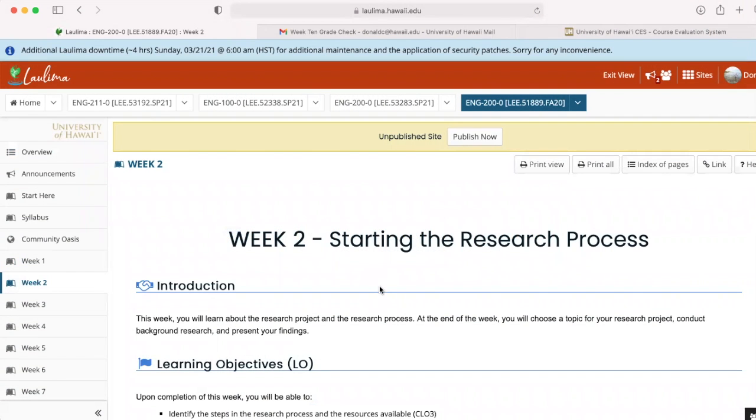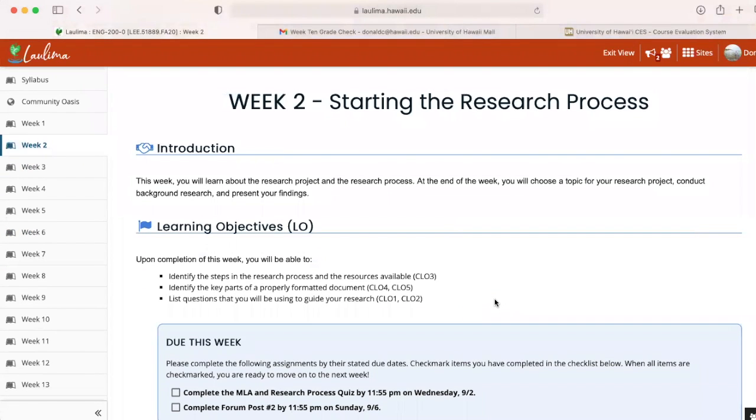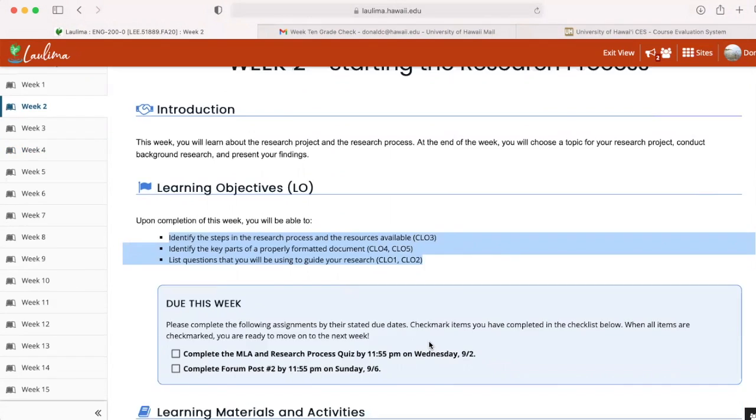So for the first area, 6.1, assessments measure course and/or module objectives. One way I do this is by ensuring that each week I have the learning objectives for the week, as well as how they align with the course objectives, here at the beginning.